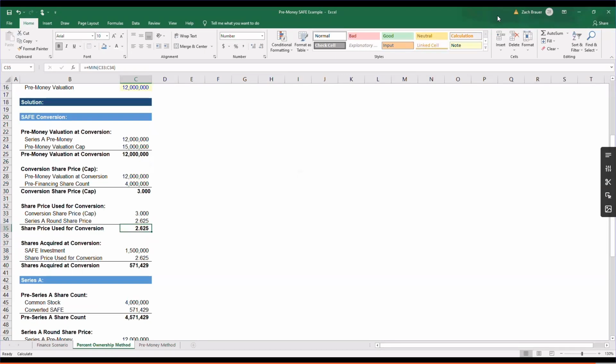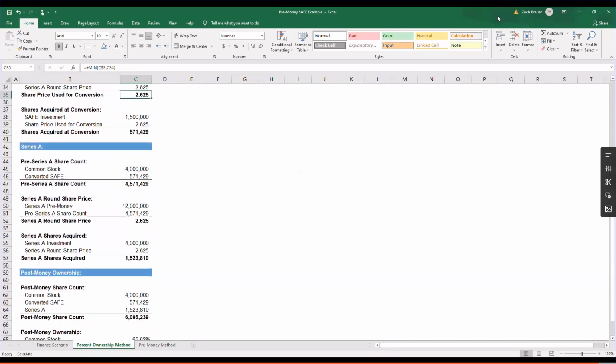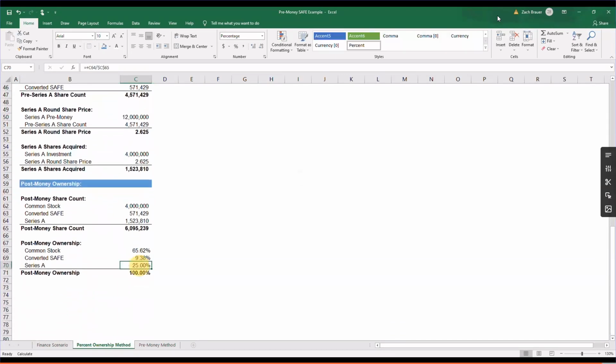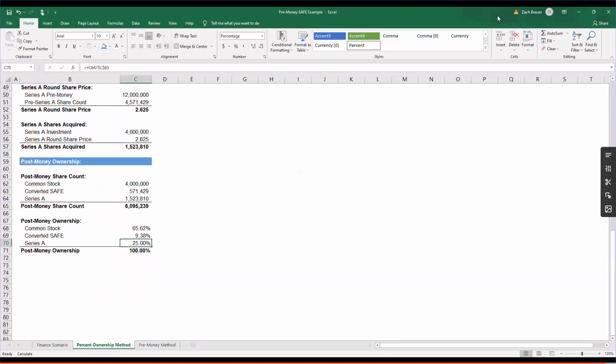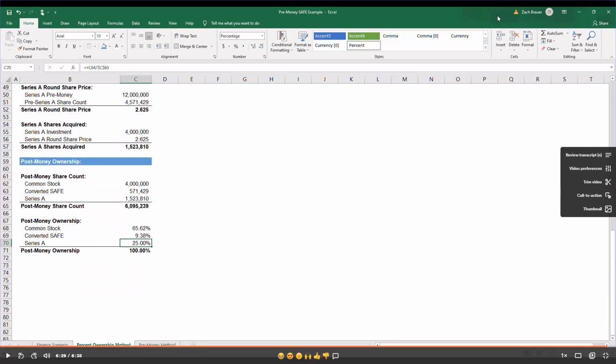I see now that my safe is acquiring 570,000 shares. The Series A round share price is 2.625, and the ownership for the Series A has remained the same, at that 25%. It should always be, whether it's above or below the cap, when we use the percent ownership method.